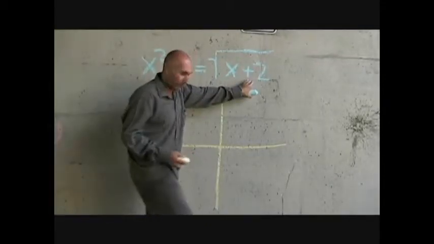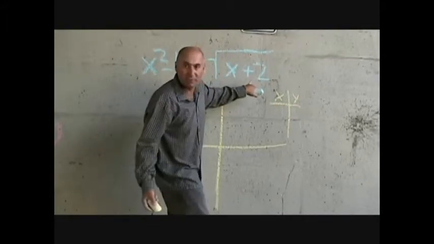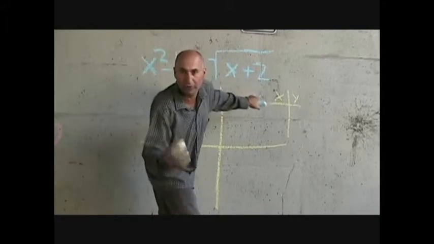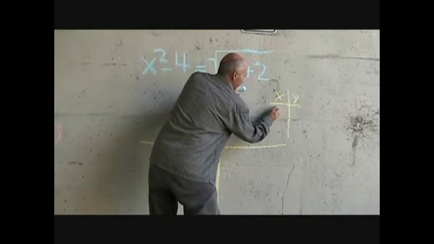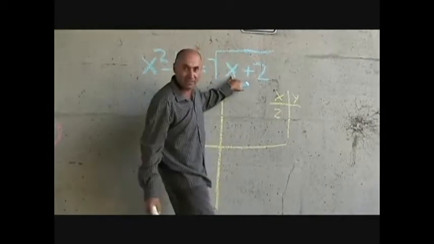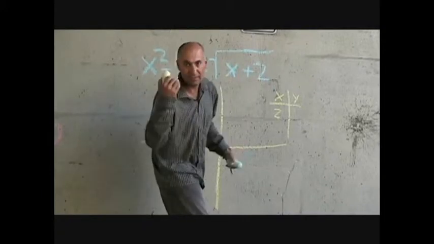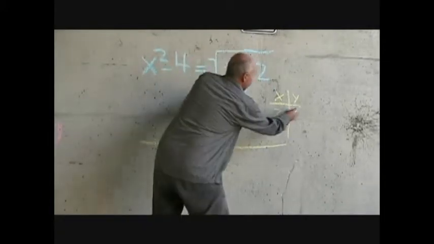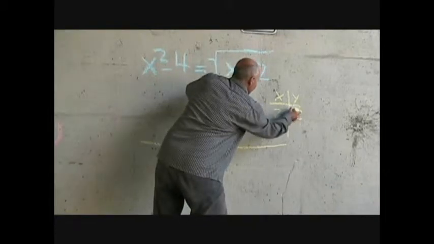Let's do this one first. Let's pick some numbers that we know. This is a square root, so we're going to try to do perfect squares, right? So when x is 2, if you put x equal to 2, 2 plus 2 is 4, and the square root of 4 is 2. It's plus or minus 2, okay? So let's just do plus or minus for now.